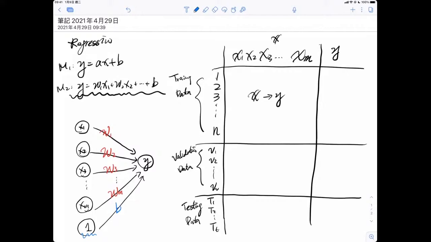So maybe the information from x1 is more important than x2, so maybe the weight w1 is larger than w2. Or maybe some information, for example x3, is useless, so the weight w3 is 0, so that y receives no information from x3. So there will be a lot of different combinations by using this.